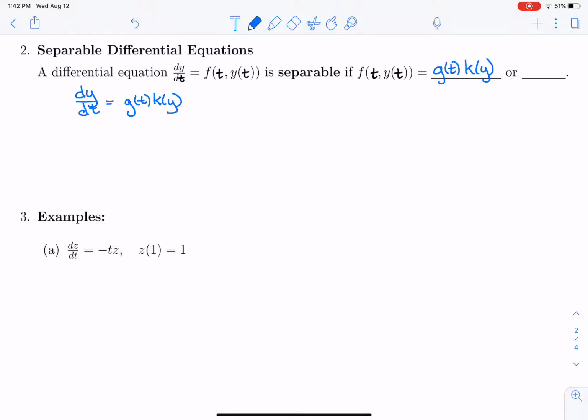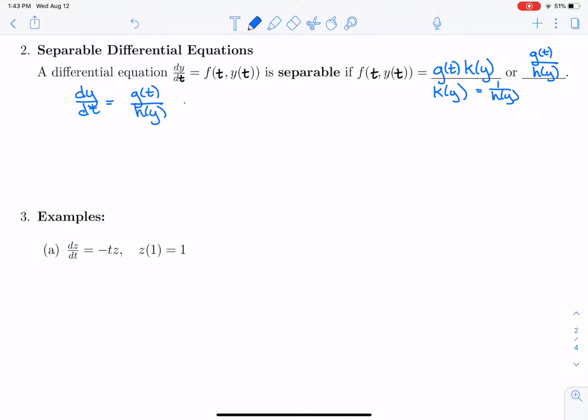Now, it's going to be a little bit easier for me to describe this technique if I think about f of t and y of t as being the quotient of two functions. We'll call it g of t over h of y. So in this case, k of y is actually equal to 1 over h of y. So it's just another way to write it. And that way I can rewrite this equation as dy/dt equals g of t over h of y.